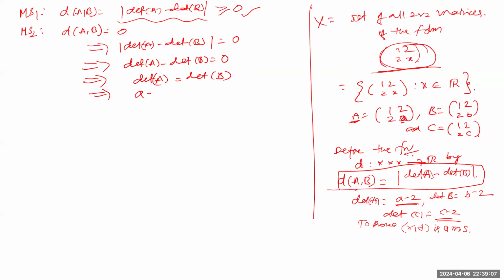A minus 2, or A minus 4? Sorry, this is A minus 4, right? B minus 4, C minus 4. So A minus 4 is equal to B minus 4. That implies A is equal to B. That implies matrix A is equal to matrix B. When A is equal to B, automatically matrix A is equal to matrix B, right? So you can also come in the same direction. We will get back the distance of A comma B is equal to 0.